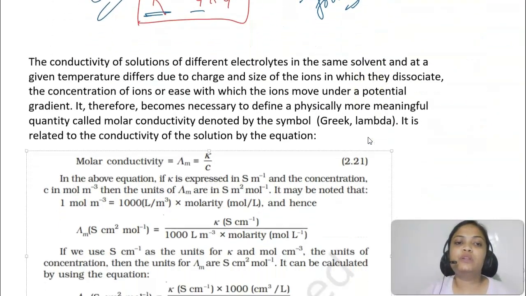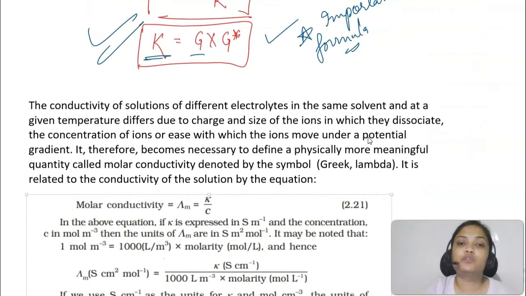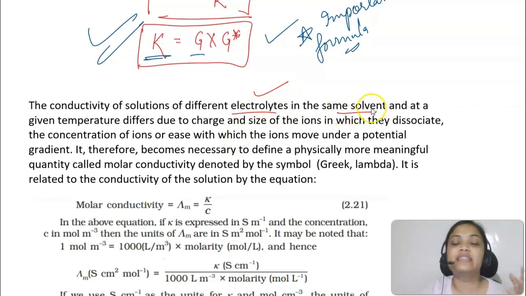Now the thing is, students, the conductivity of solutions of different electrolytes. Suppose we have different electrolytes in the same solvent, suppose I am putting KCl or any other electrolyte like NaCl in the same solvent, in water, and at a given temperature also.